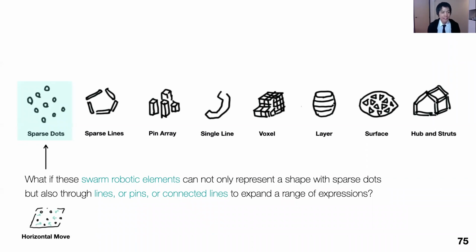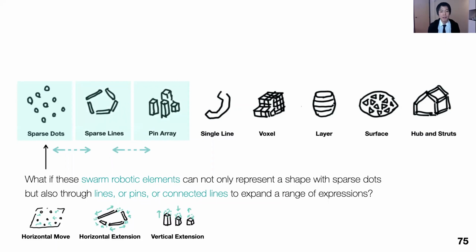For example, these swarm robotic elements can not only move onto 2D surfaces, but also extend horizontally or vertically to make a sparse line or pin array representation, and can also connect to each other to make a connected line representation that we can grasp.